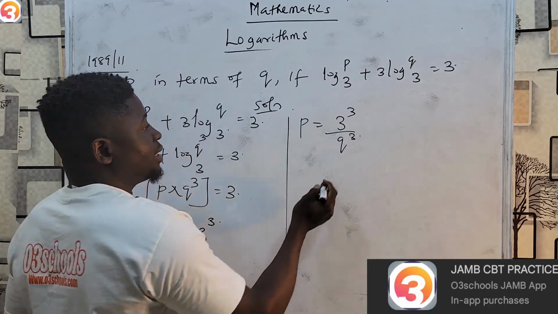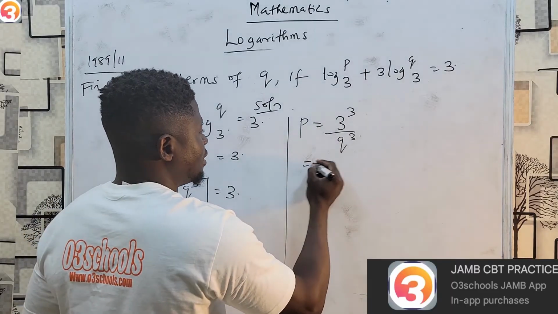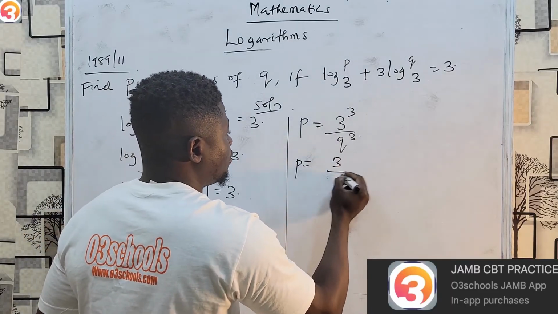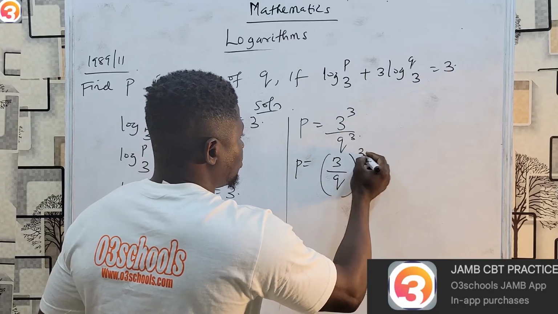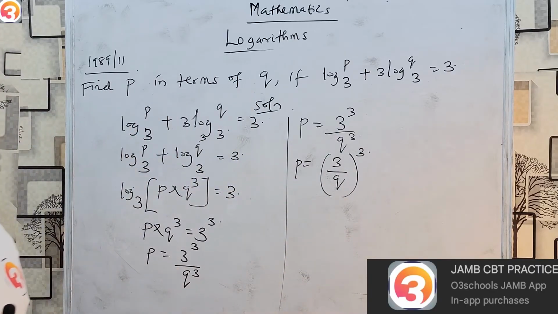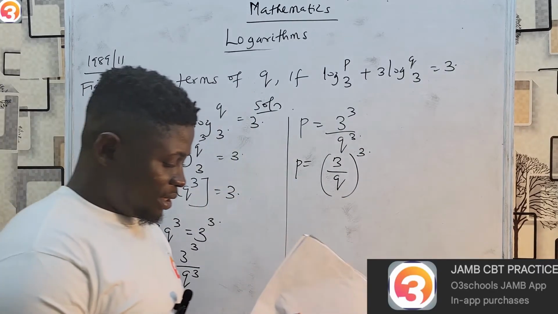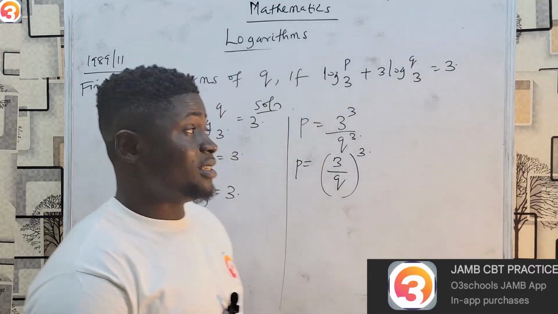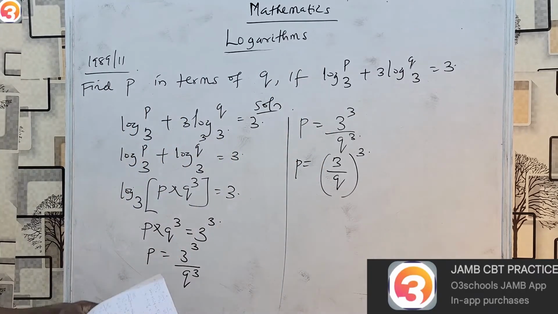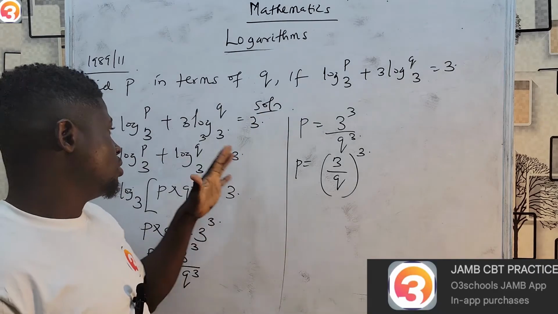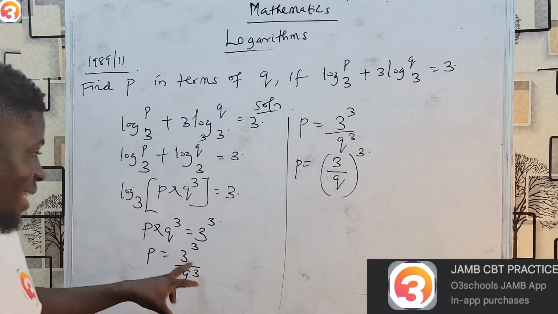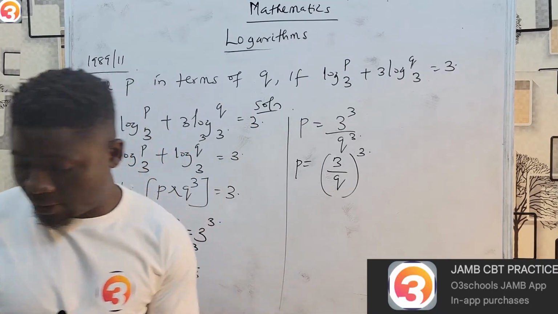Bringing it up again, this means that p is equal to 3 over q all raised to power 3. So this is the simple answer to this simple question: find p in terms of q. We used logarithm to get here, and then we've gotten our answer.